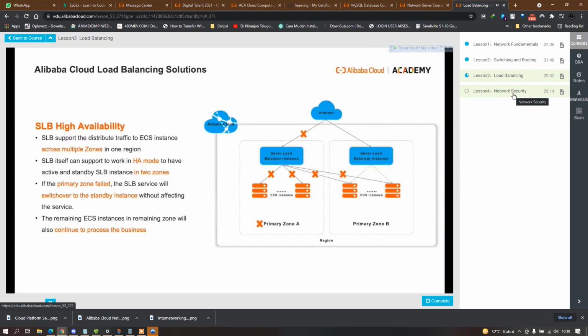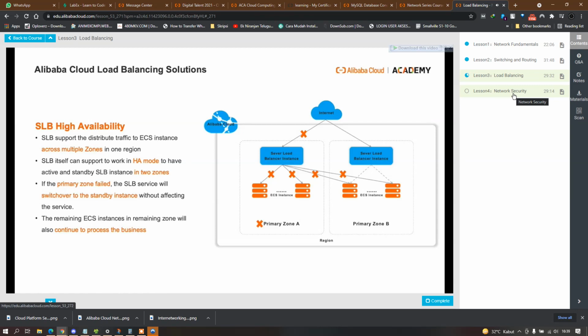After we have learned what SLB is, in this picture we will see how SLB can achieve high availability. The first point is that SLB can distribute traffic to ECS instances across multiple zones in one region. This is a big advantage, because if all the ECSs in one zone crash, it doesn't matter, because SLB can distribute the traffic to the remaining ECSs in another zone. So this is SLB.